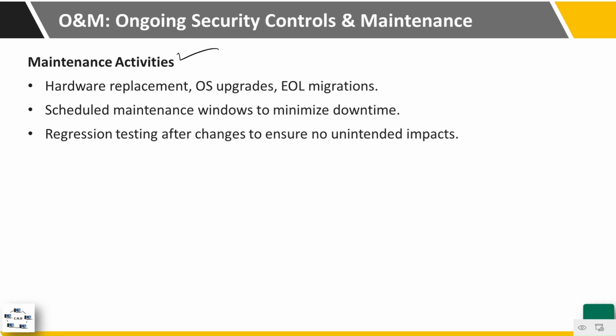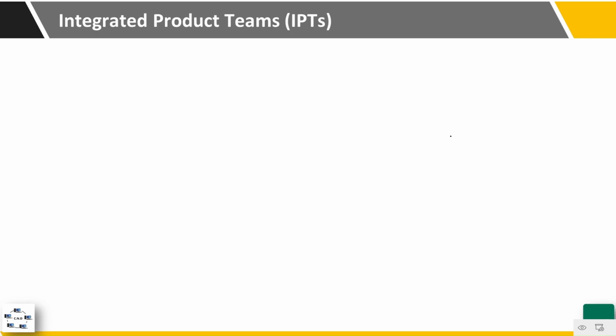So maintenance activities include hardware replacement, operating system upgrades, and end-of-life migrations. Schedule maintenance windows to minimize the downtime. Regression testing after changes to ensure no unintended impact. So regression testing is always done after some changes to the application or software to check that the change has no unintended impact on the functionality or operation of the overall system.